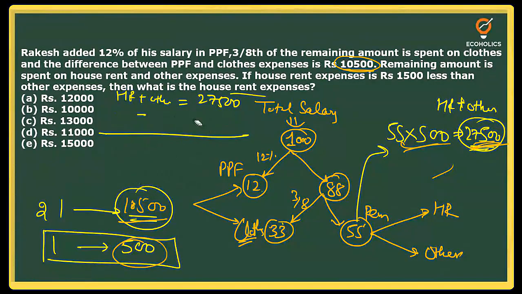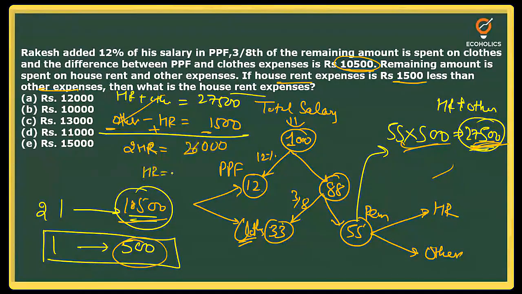Guys, I have made a mess here and this was like this. Others minus house rent is 1,500. It is clearly mentioned here. House rent is 1,500 less than other. So other minus house rent should be 1,500. No? So now subtract, minus plus, this will be minus. So other gets cancelled out. Now twice of house rent will be equals to, 0, 0, 5 minus 5 is 0, 7 minus 1, 6, thus. So house rent will be 13,000.